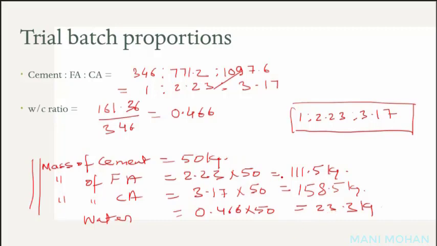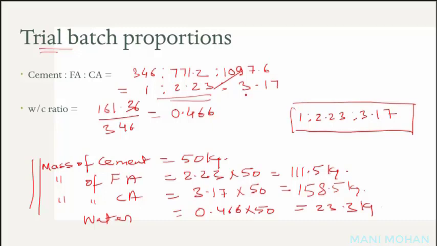I hope this procedure is clear. So please understand what we mean by trial batch. You are going to make the concrete mix using the proportion which you have computed. You'll make some testing cubes. Those testing cubes are going to be tested at 28 days to ascertain whether you are going to get the target strength or not. If you get the target strength, then you are able to achieve the M20 grade concrete.